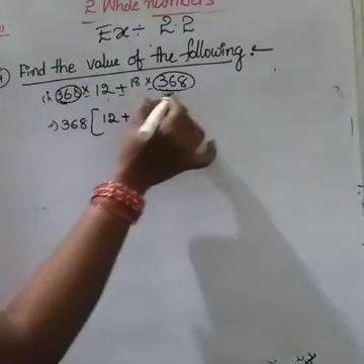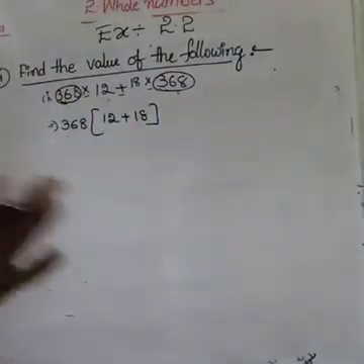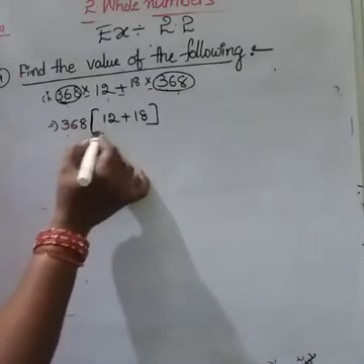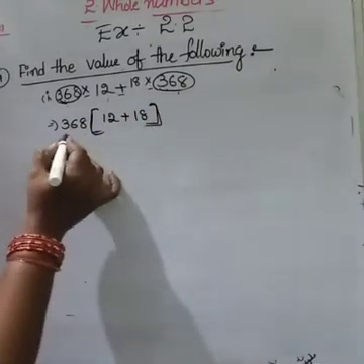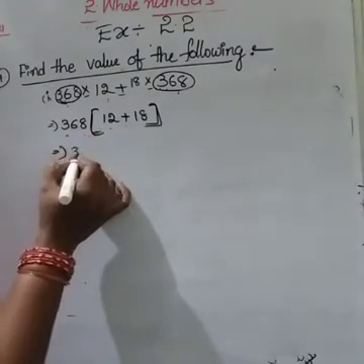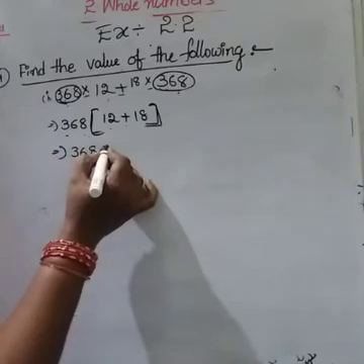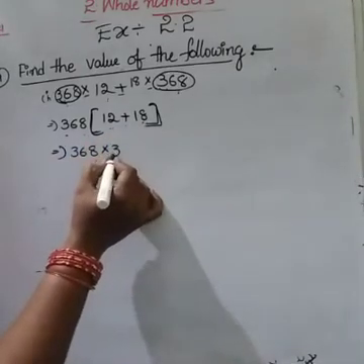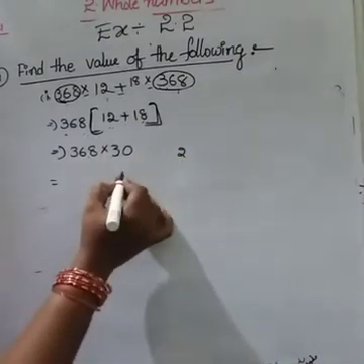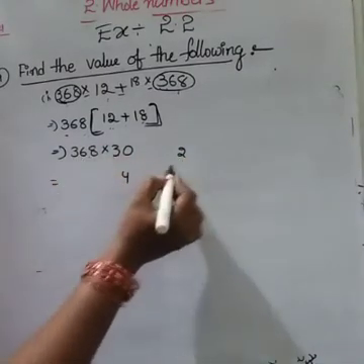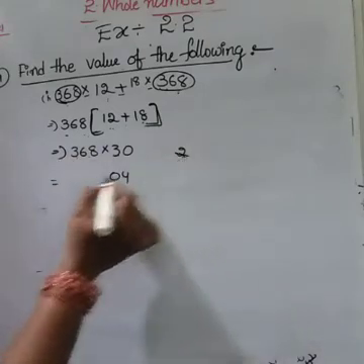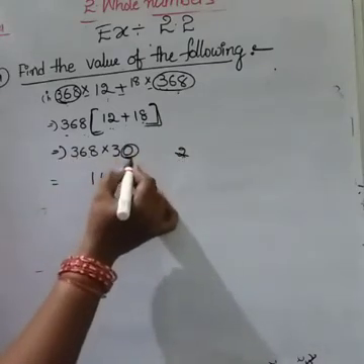So we have to take common 368 into bracket, 12 plus 18, which is 30. Now multiply. 3 8s are 24, 3 6s are 18, 18 plus 2 is 20, 3 3s are 9, 9 plus 2 is 11. Remaining 0 right here.